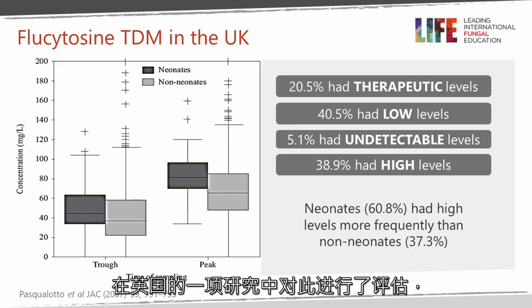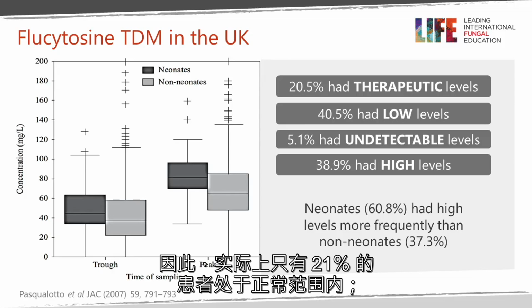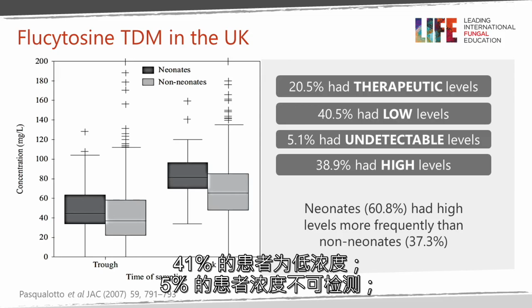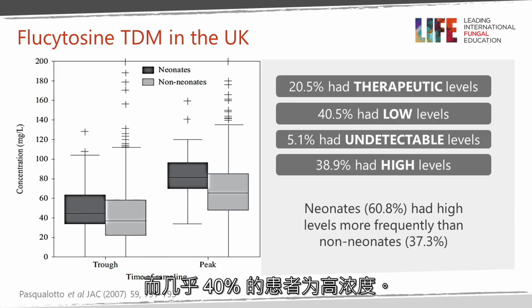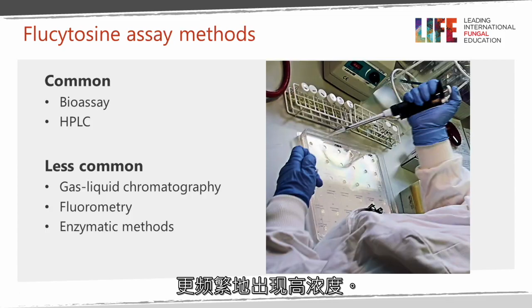This was assessed in one study in the UK, and you can see on this graph here that there was really a lot of variation. So only 21% were actually in the normal range. 41% had low levels, 5% undetectable levels, and nearly 40% had high levels. And neonates in particular had high levels more frequently than non-neonates.